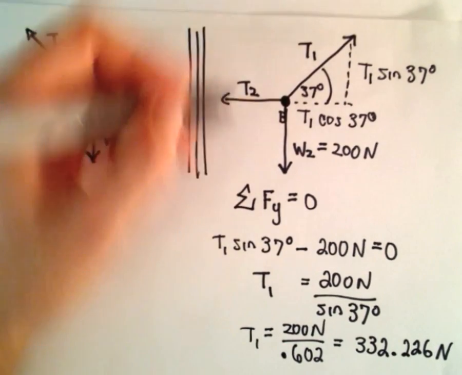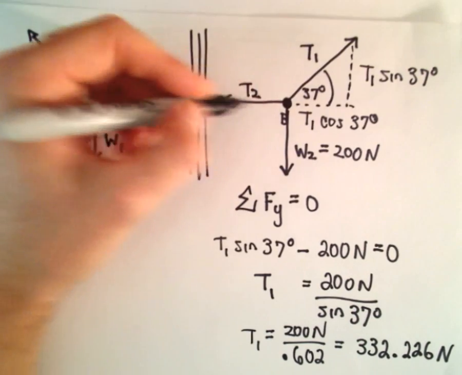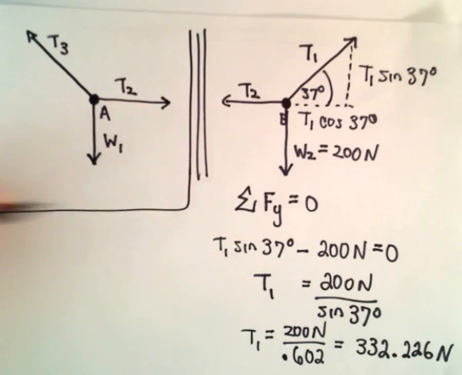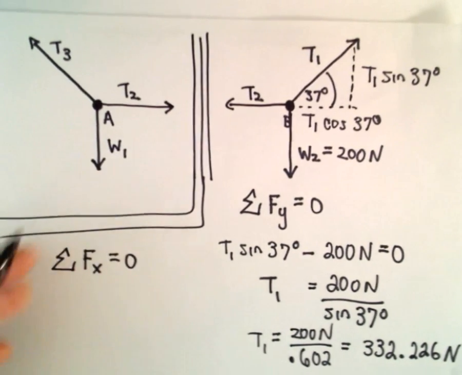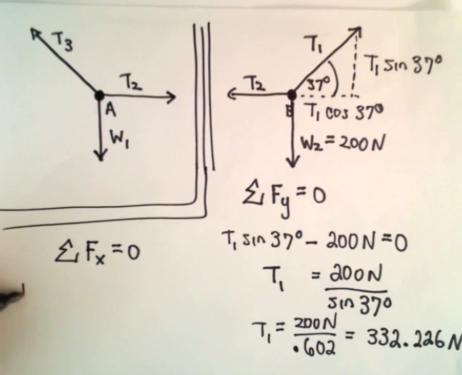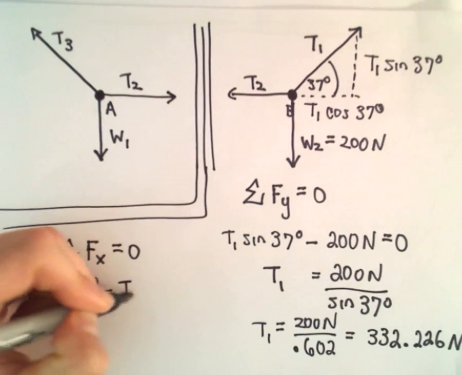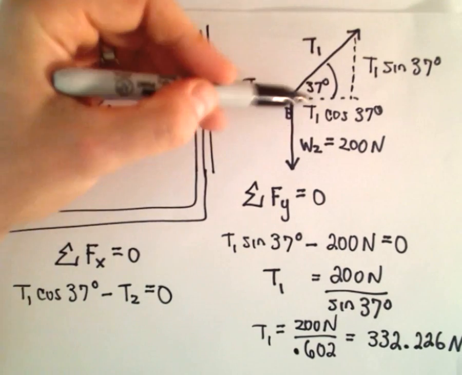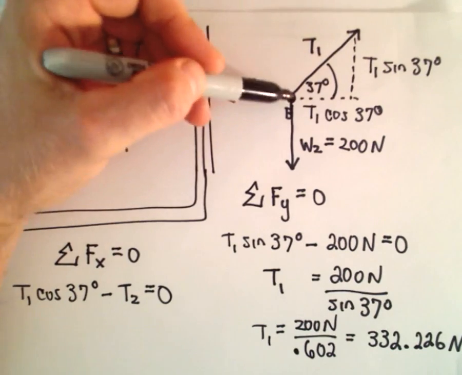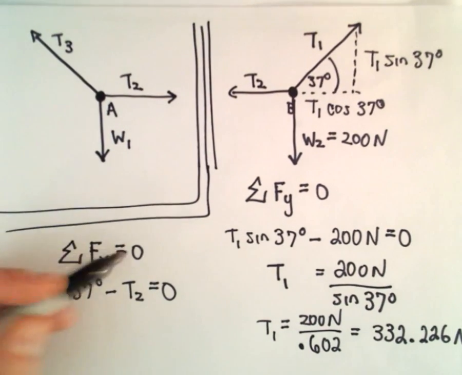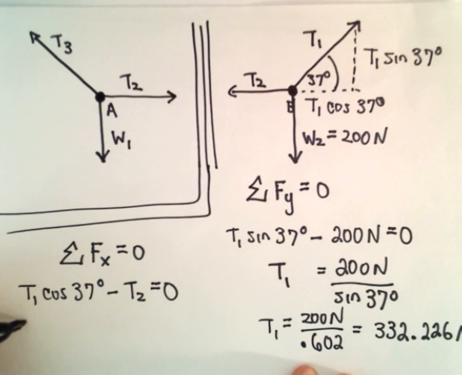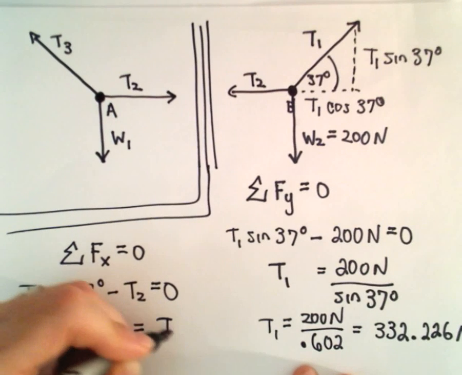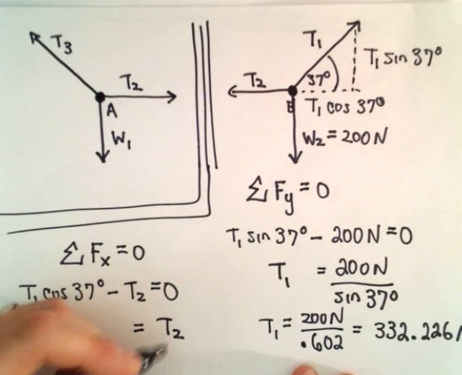Still working with my diagram here on the right, if we look at the forces acting horizontally, those have to equal 0 as well. That would tell us that T1 times cosine of 37 degrees minus T2 has to equal 0. I'm just looking at the force pulling to the right and pulling to the left. That net force is going to have to be 0. Now we know T1, so let me substitute in that value. We could also add T2 over to the right, and now we'll know the tension T2.